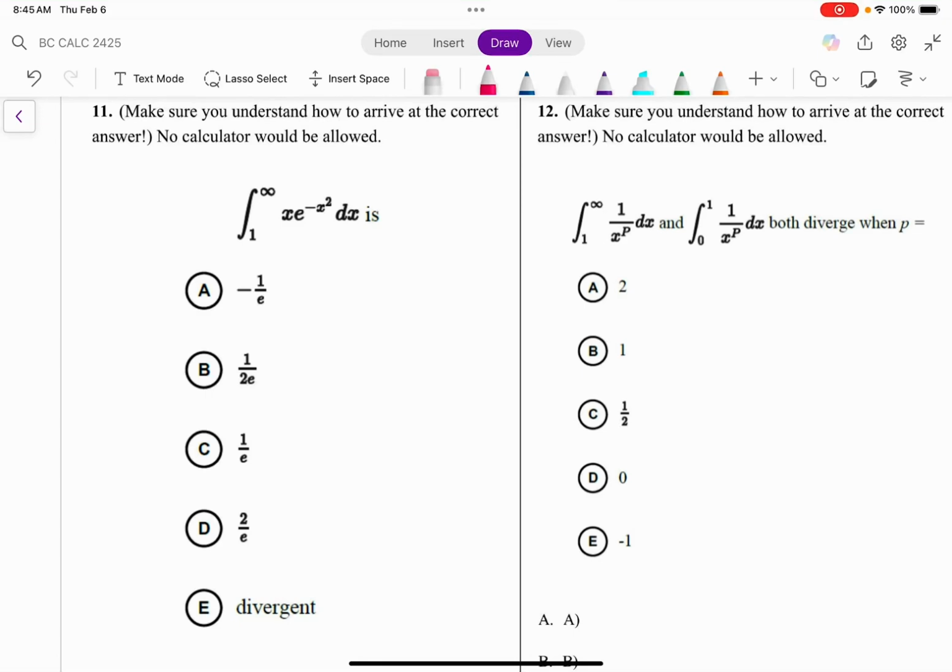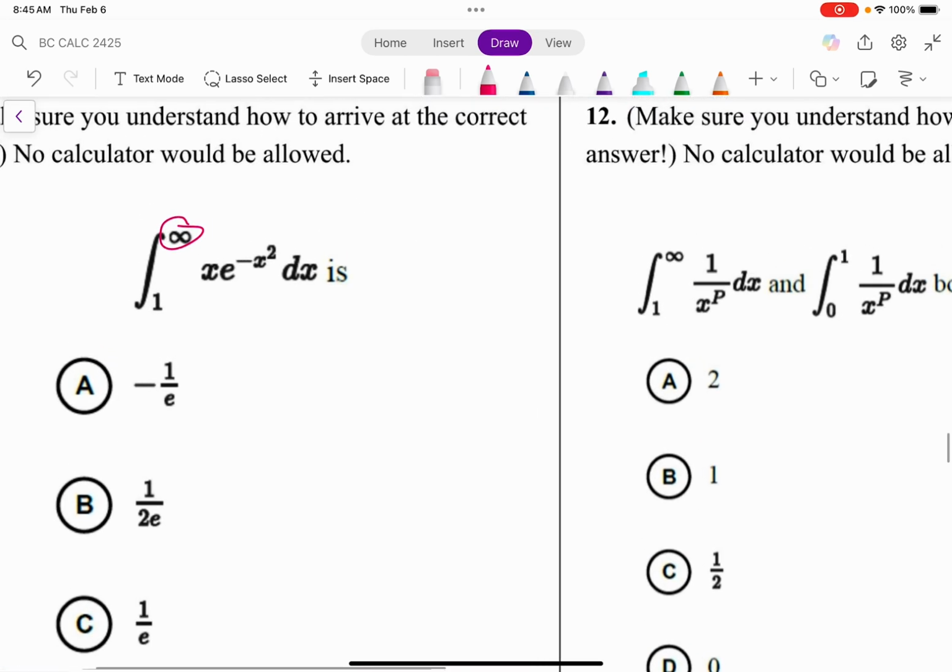Okay, so I have another improper integral here with an upper limit of integration equal to infinity. So again, let's replace this as the limit as b goes to infinity of the integral from 1 to b. Okay, we focus our attention now on this.